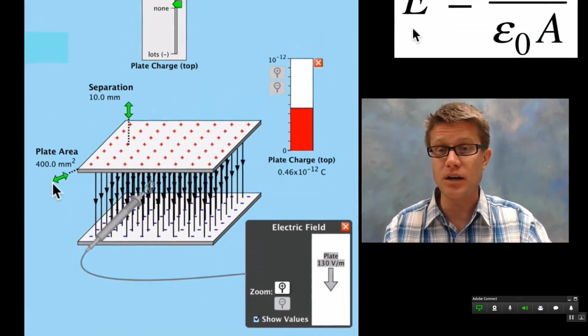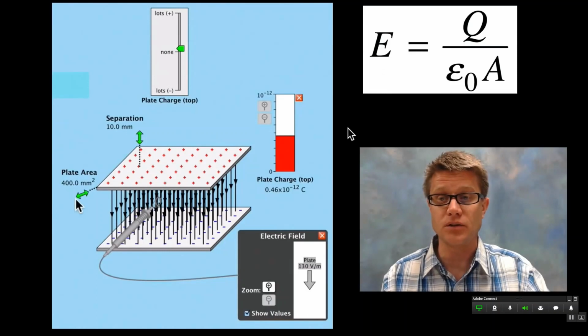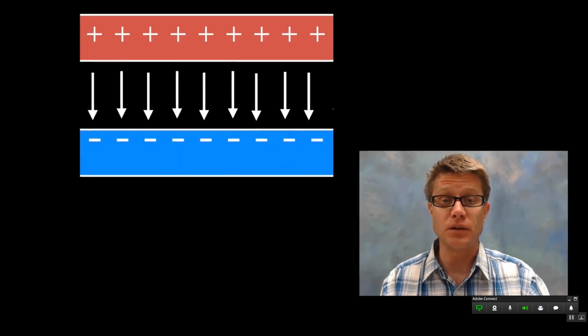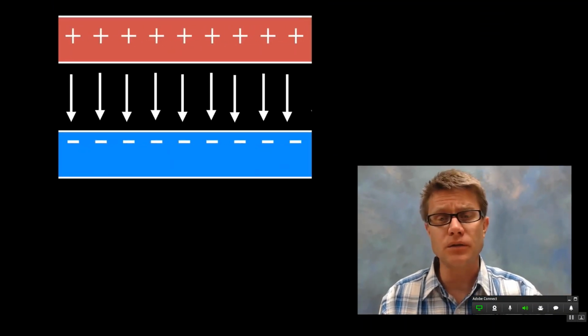If we increase the area, what we're doing is decreasing the electric field strength. And so it's a really nice relationship between charge and the area of the plates, and then the electric field strength. But we could also go at it in a different direction.